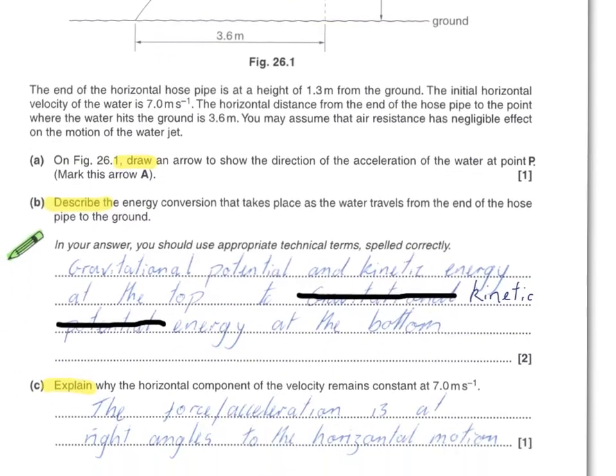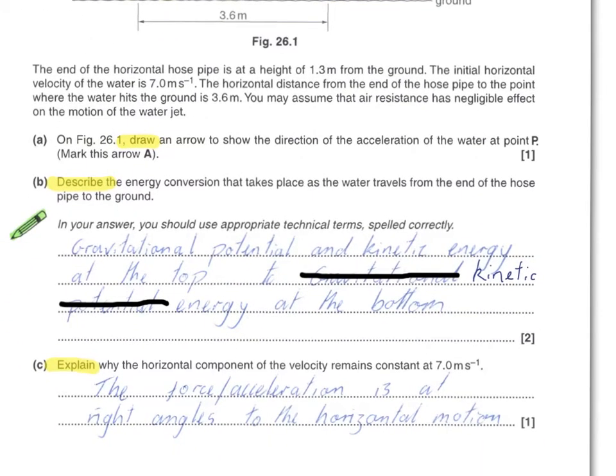Next, we're asked to describe the energy conversion that takes place as the water travels from the end of the hose pipe to the ground. I made a bit of a mess of this when I wrote out the answer, which I only spotted a moment ago, but I've corrected it now. So we start off with gravitational potential energy, and this pencil mark was for the word gravitational. The gravitational potential energy we've got at the top, and we've got kinetic energy because it's already moving, and that's been converted to only the kinetic energy at the bottom.